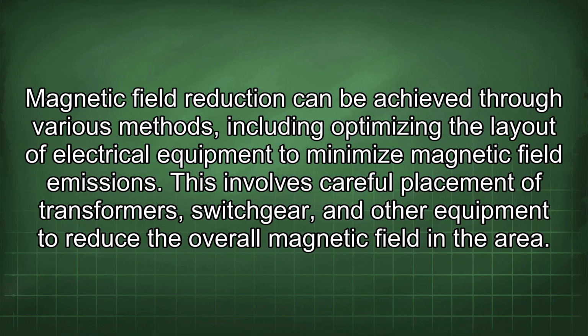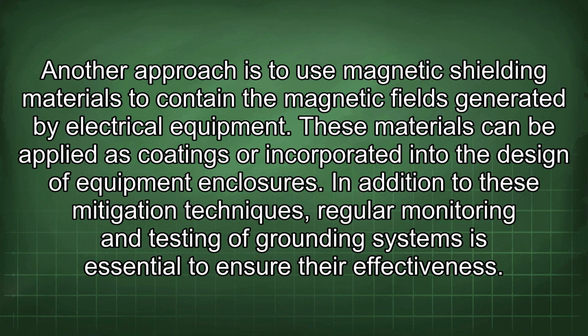This involves careful placement of transformers, switchgear, and other equipment to reduce the overall magnetic field in the area. Another approach is to use magnetic shielding materials to contain the magnetic fields generated by electrical equipment. These materials can be applied as coatings or incorporated into the design of equipment enclosures.